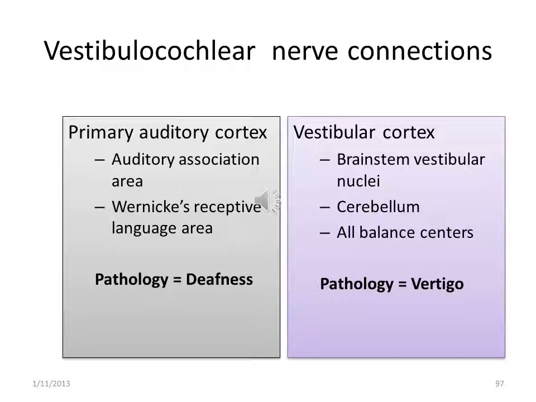The vestibular cortex has connections to other areas as well, the vestibular nuclei and cerebellum and balance centers. Damage to the connections from the vestibulocochlear nerve to the vestibular cortex, or to the vestibular nerve, can cause a pathology known as vertigo or dizziness.